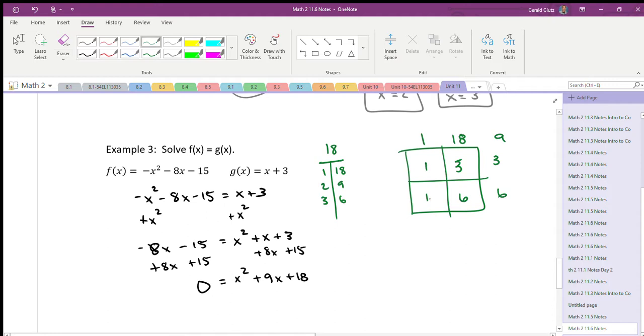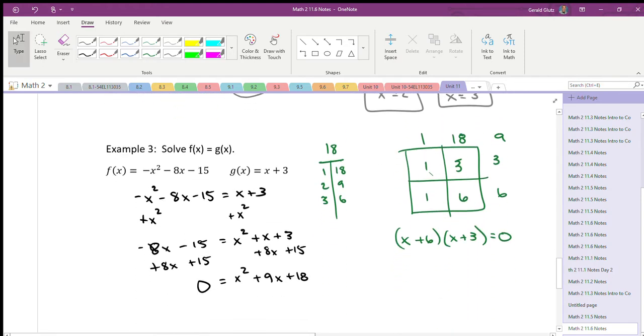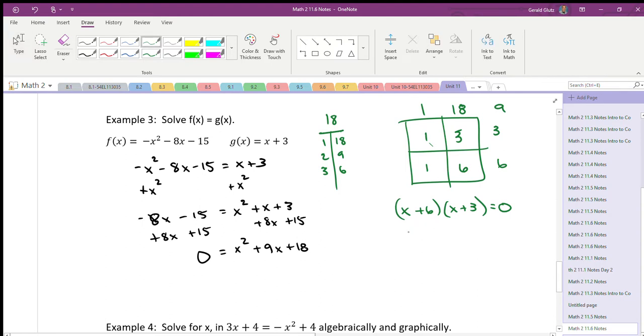So that means my answers are in here. So x plus 6 times x plus 3 equals 0. So I just need one of these to equal 0. So x plus 6 could equal 0, or x plus 3 could equal 0. So that means my answers are going to be -6 and -3.